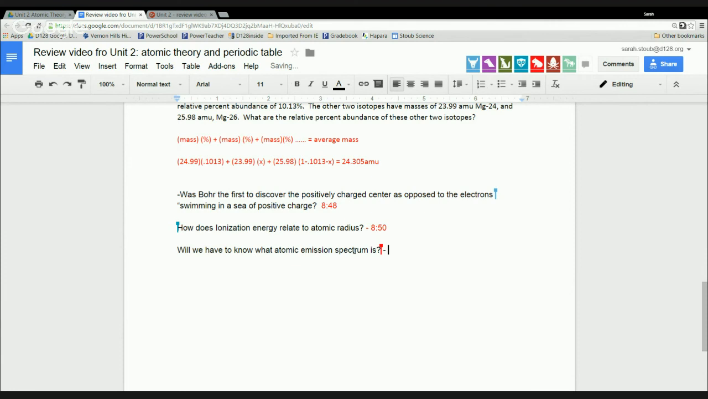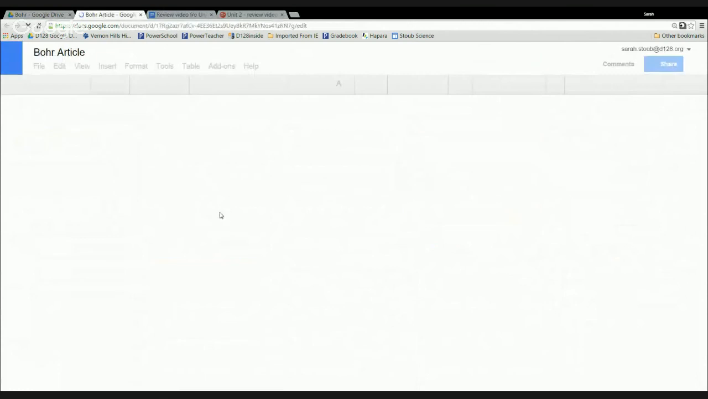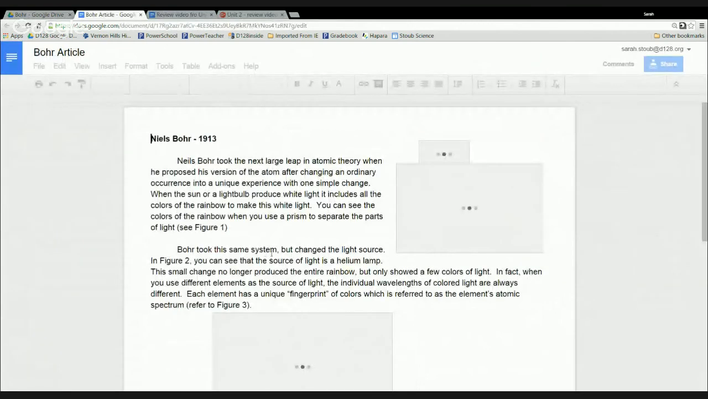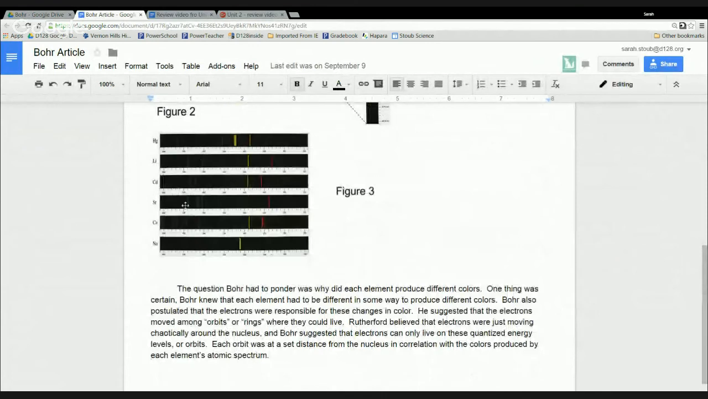We have to know what atomic emission spectrum is. The atomic emission spectrum is what Bohr's model was all about. So if you go back to your article here, these are examples of atomic emission spectrums.